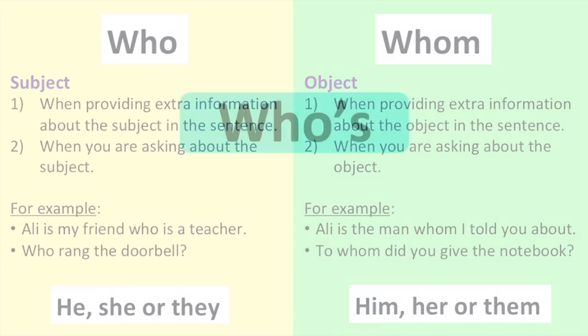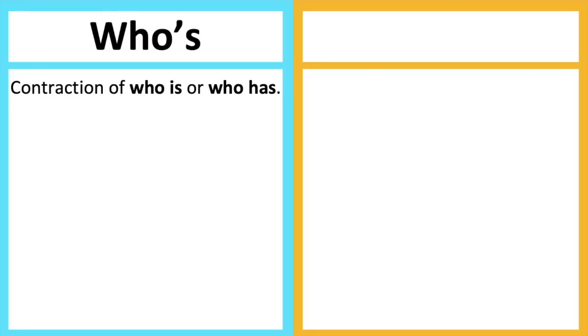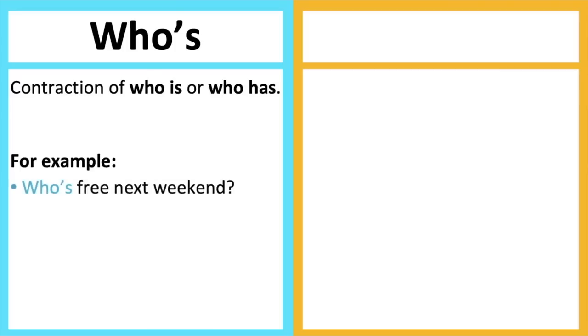Who's, whose. These are commonly confused words in English. However, the difference is very simple to understand. Who's. Who's is the contraction of who is or who has. For example, who's free next weekend? The sentence would still make sense if I said, who is free next weekend?